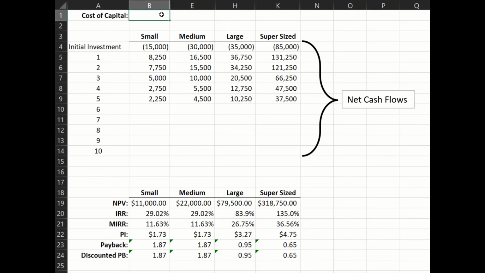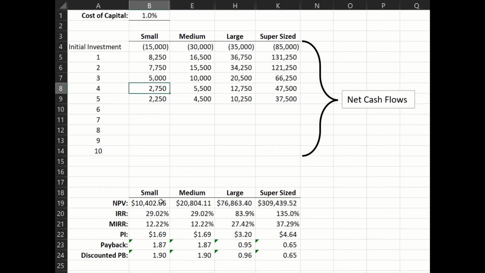So let's just say, for example, our cost of capital is, we have it in a CD and we're making 1%. Let's just go with that. So if we were trying to evaluate this as an investment decision, we would want to see that our rate of return, which is right here, is greater than 1%. Also, if the net present value is positive, that also tells you it's a good investment decision.